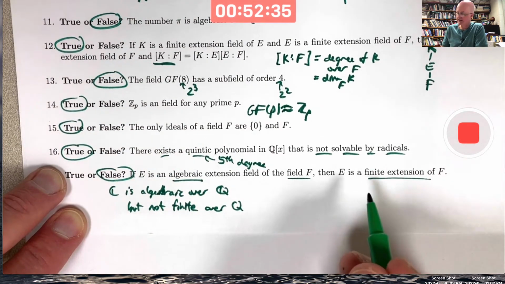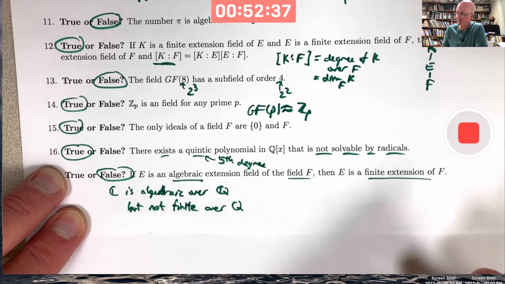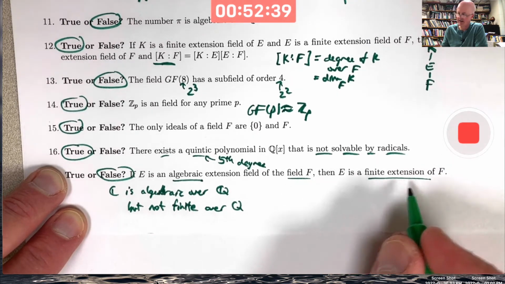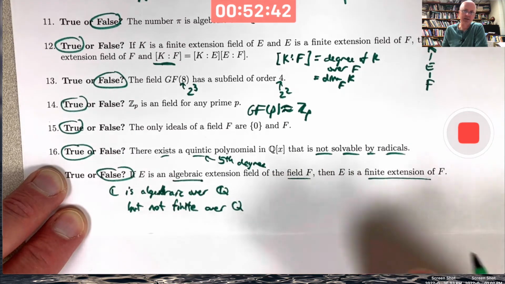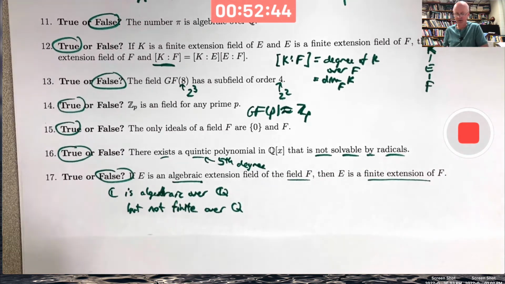If I reversed this, if I looked at the converse of this, that actually would be true. If E is a finite extension, then it's also algebraic. There's a theorem that says that's true. But this statement is false.